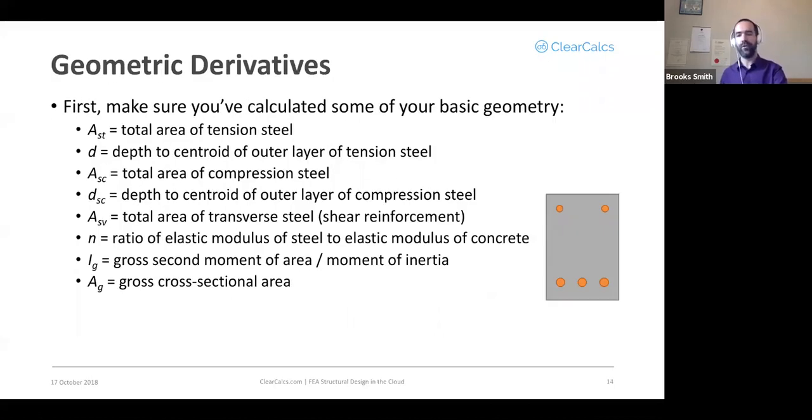So first, before you can do much of anything, you need to make sure that you have some of your derivative values for the basic geometry figured out. That includes your total area of tension, compression, transverse steel, the depth to your longitudinal bars, the outer layer of your longitudinal bars, ratio of elastic modulus for steel and concrete, gross second moment of inertia, and gross cross-sectional area.